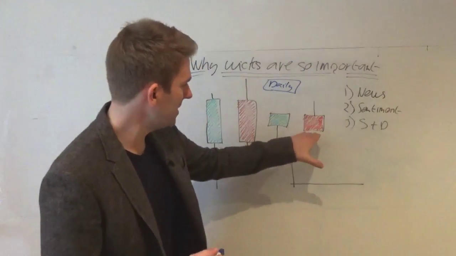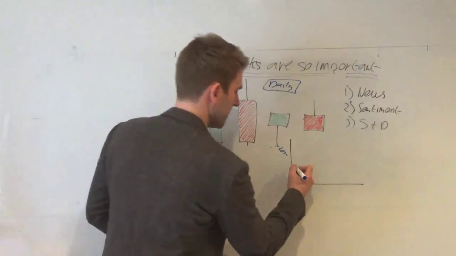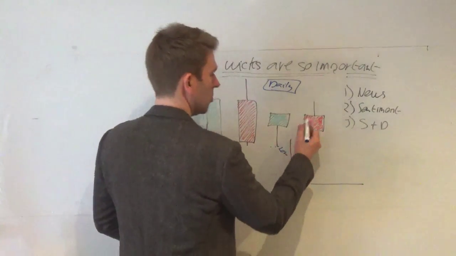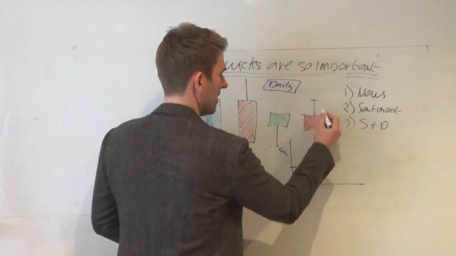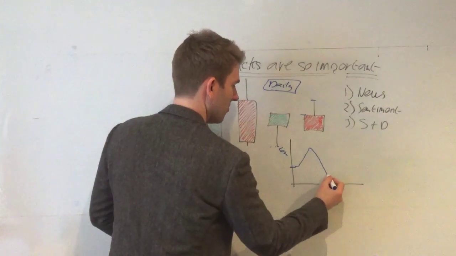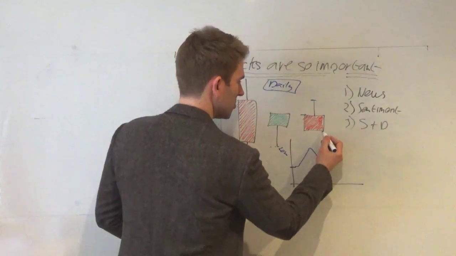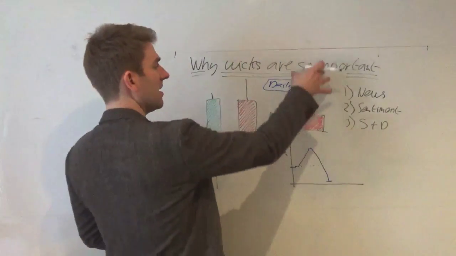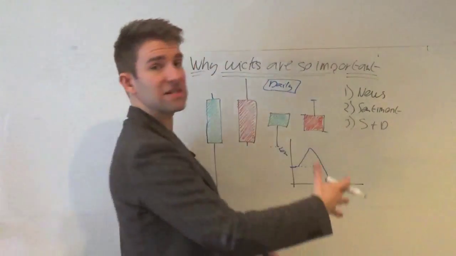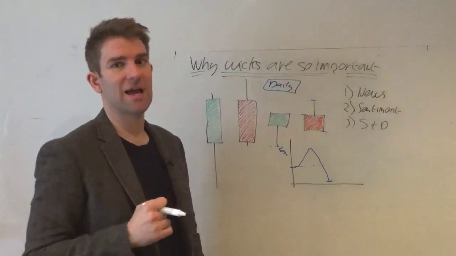Okay, so in this example here, this is basically what's happened. We've got the open, which is going to be here. We've pushed up, which is our high here. We've pushed down through the open, and we've closed, which is going to be here. So we have had this. Now, the bigger this candle relative to the others, the more interested I am in this.